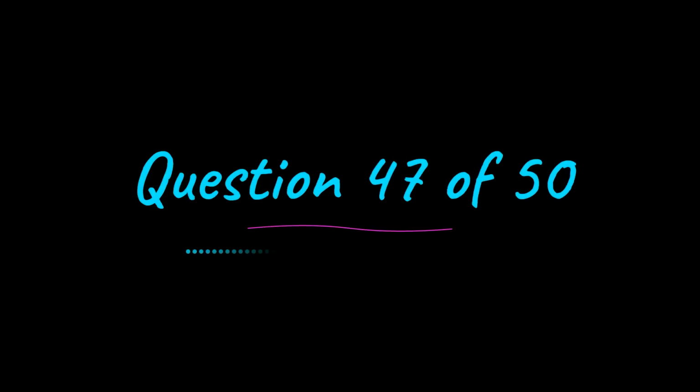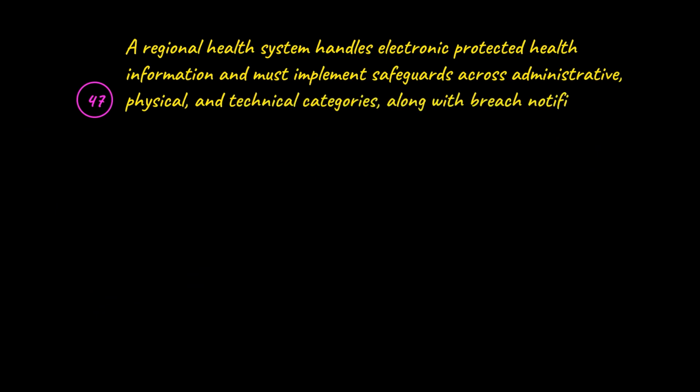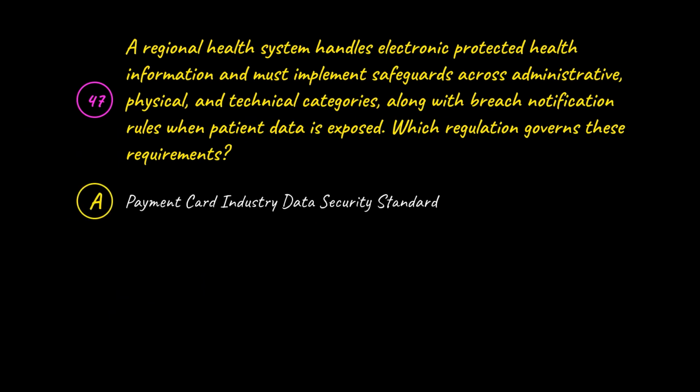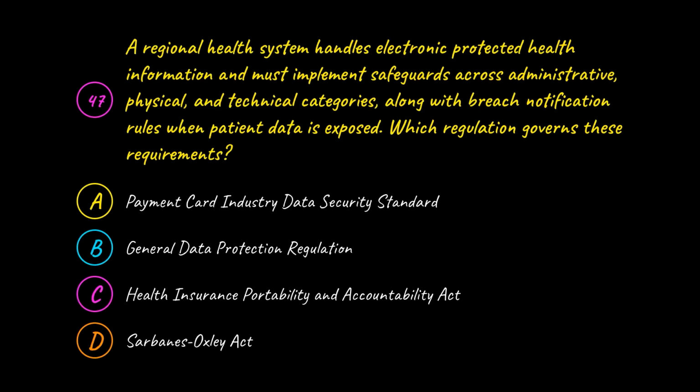Question 47. A regional health system handles electronic protected health information and must implement safeguards across administrative, physical, and technical categories, along with breach notification rules when patient data is exposed. Which regulation governs these requirements? Your options are A. Payment Card Industry Data Security Standard, B. General Data Protection Regulation, C. Health Insurance Portability and Accountability Act, D. Sarbanes-Oxley Act. Don't overthink it. Which one feels right to you?